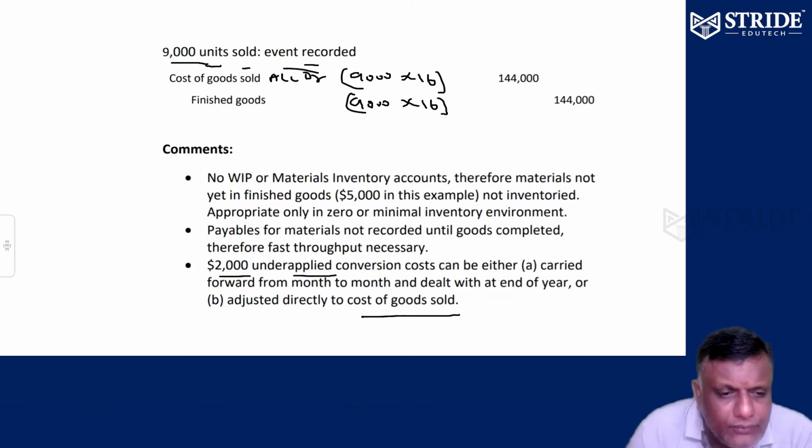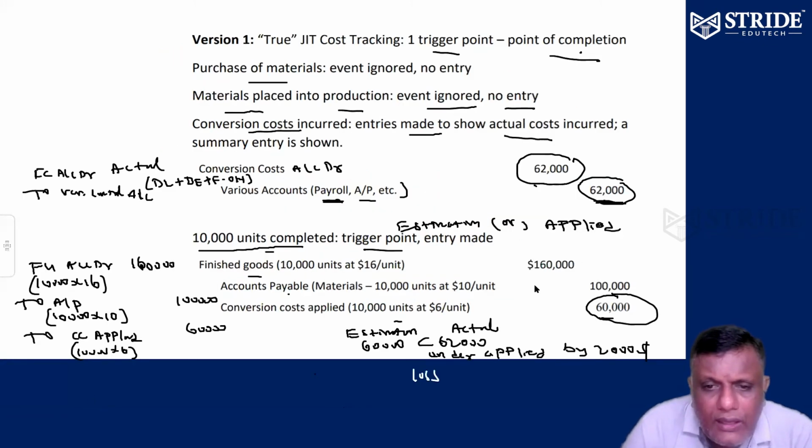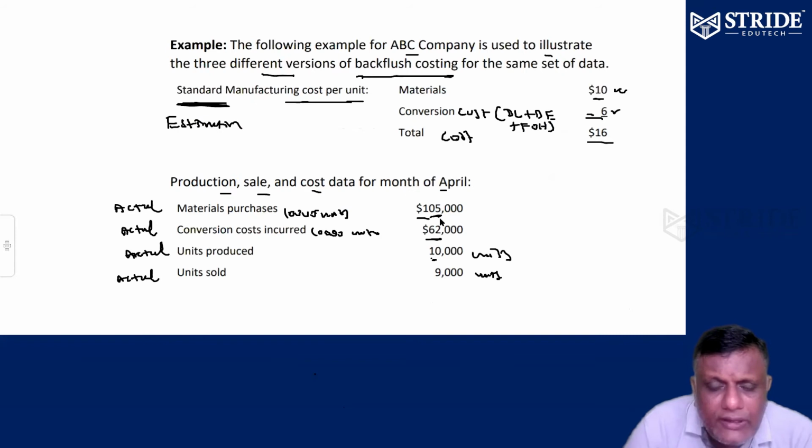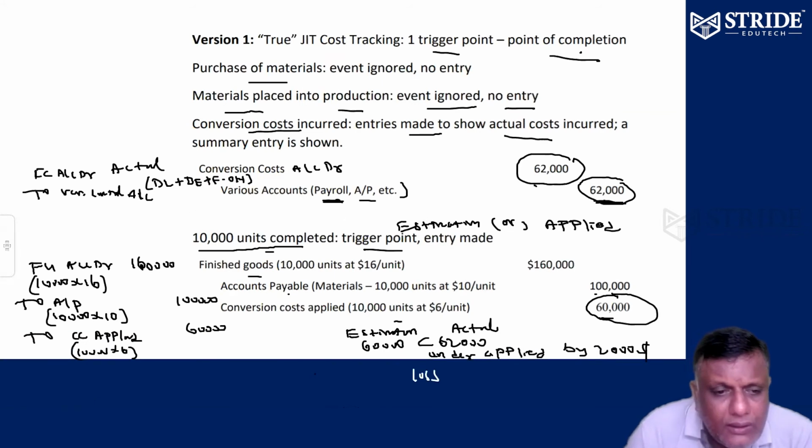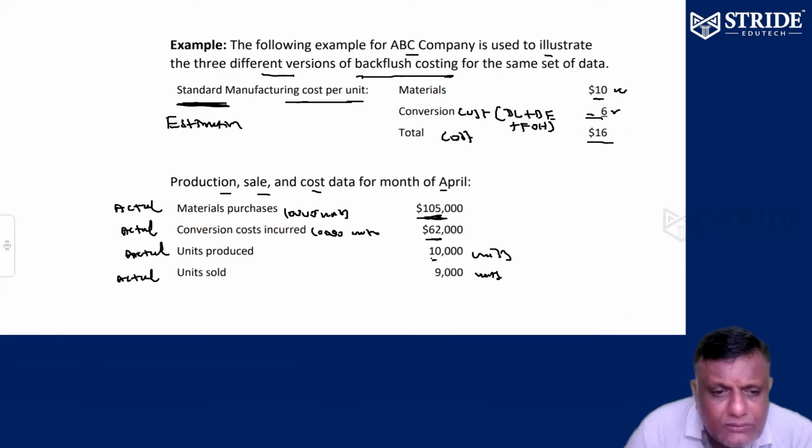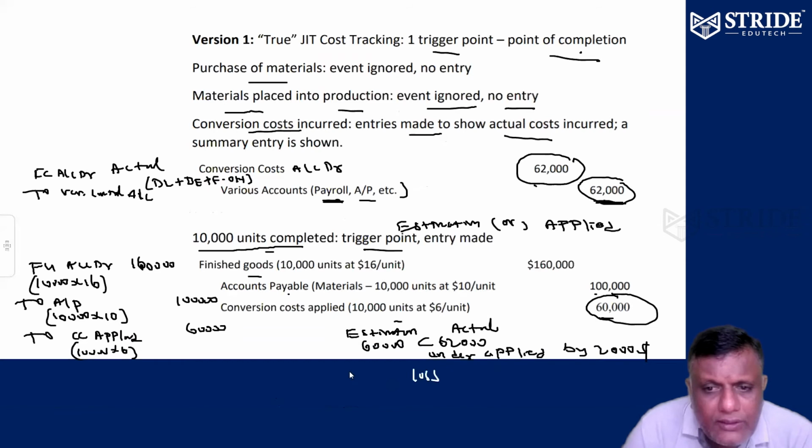Similarly, the accounts applied are $100,000, but the actual material is 105,000. Actual material cost is 105,000, but the applied material cost is 100,000.